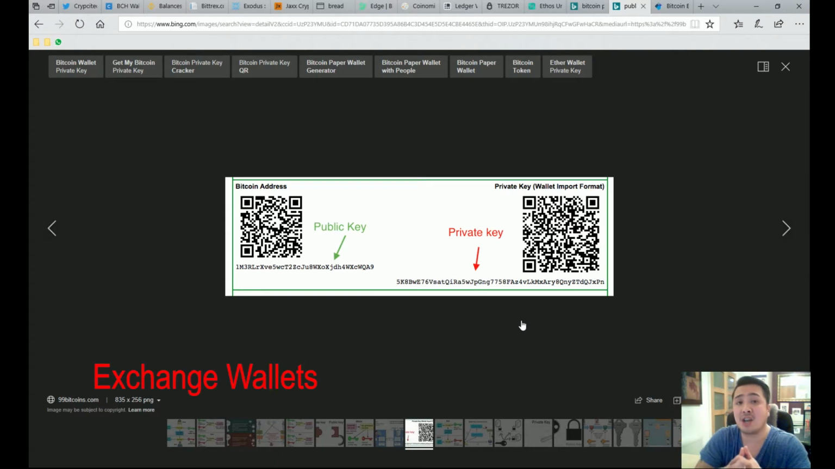We'll be discussing exchange wallets. So most of you guys have started your cryptocurrency world buying cryptocurrencies from an exchange. Now what is an exchange? An exchange is a place where traders go to buy and exchange cryptocurrencies.